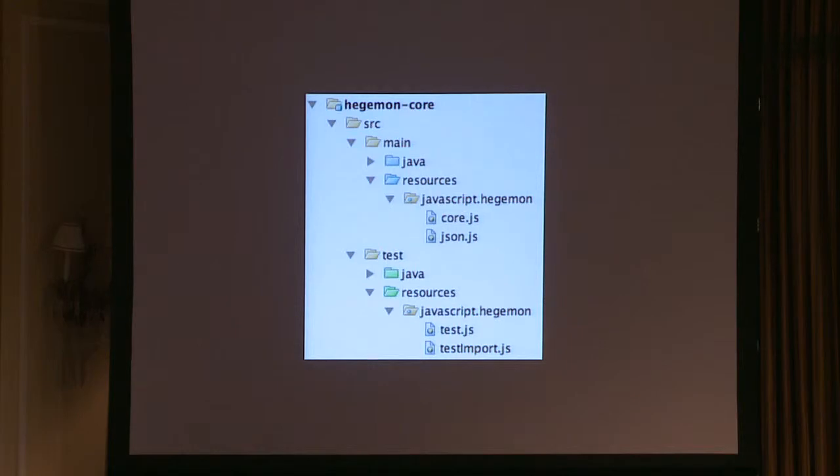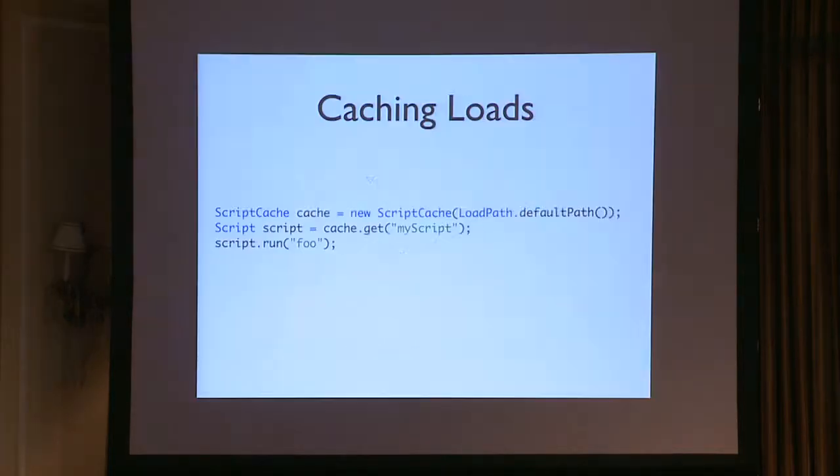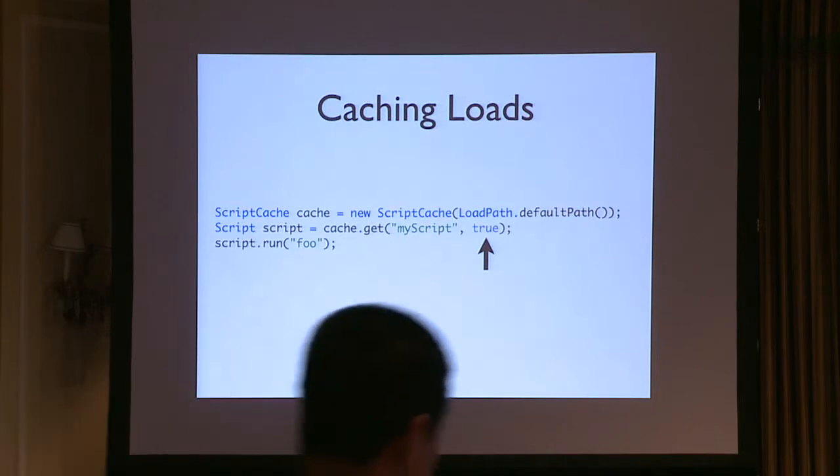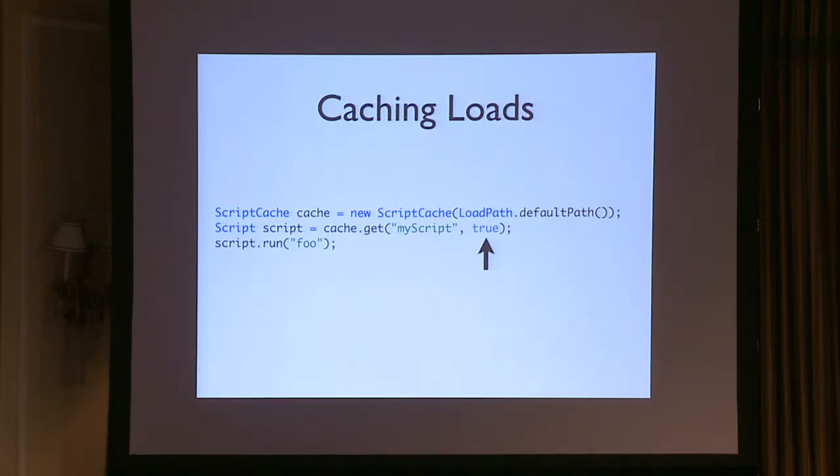Now, if you're going to be loading JavaScript files regularly, if this is a normal part of your application, then you're going to want to cache those loads, because every time you run it, you've got to pull it off disk, you've got to compile it, and then run your code. So Hegemon ships with a script cache. With the script cache, you give it your load path, you ask for the files, and you run them, just like you would before. If you need to invalidate the cache, you can always pass true. So this is the most bare-bones, stripped-down example.